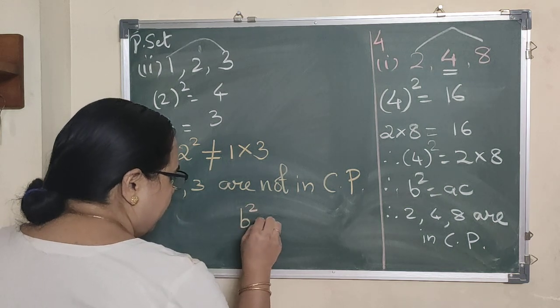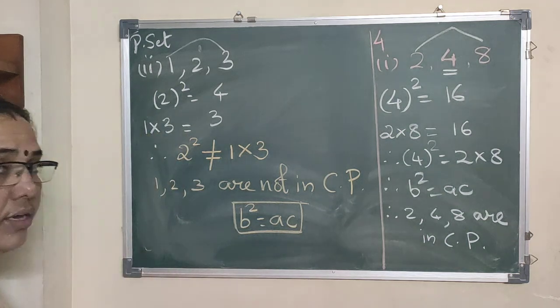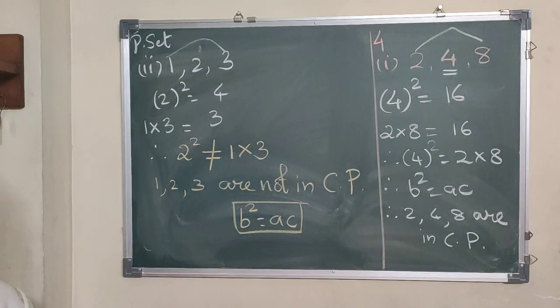So now I think at least the basic idea is very much understood, children, that you have to look for this B square equals AC, right? So that is what is needed for these sums to be done. There are 2 more sums and I don't think you need my help. You can try doing them on your own. Okay.